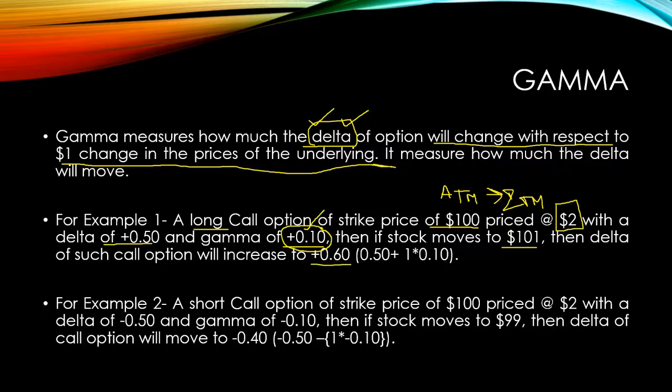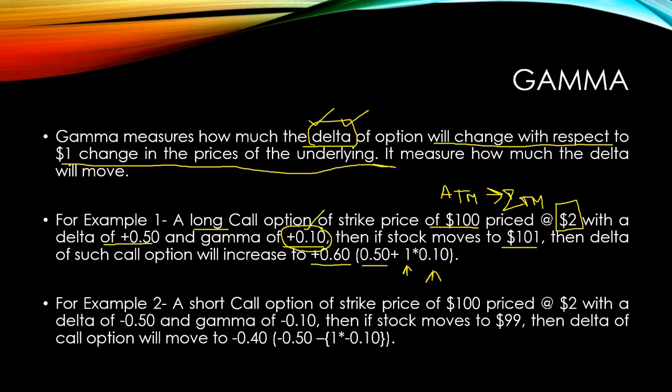So how is this 0.60 calculated? 0.50 was the original delta and the gamma of the option is 0.10. So for a $1 change in the stock price, the delta will increase by 0.10. So the new delta of this call option will be 0.60. That is how gamma is used.